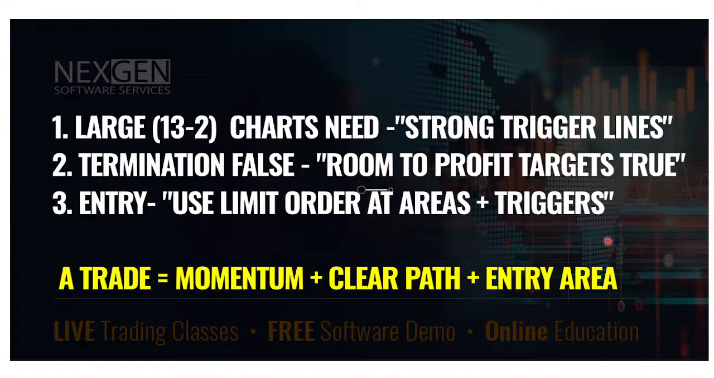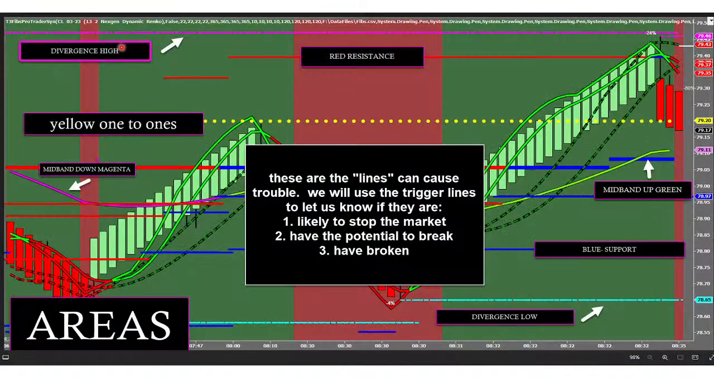And guys, all a termination condition is a Fibonacci-based indicator. It can be a divergence high line, red resistance, blue support, divergence low line, even these yellow 1-to-1s. And these lines can cause trouble. These lines are where the people that are in control, the large crowd, are reacting to the market, where they are buying, where they're selling, where they're taking profits, where they are choosing to ignore and smash through with all that momentum. But you guys are going to know about these areas before you ever get to them.